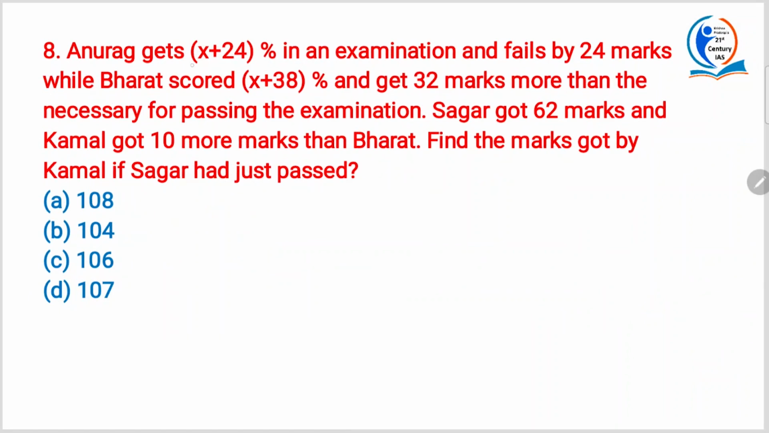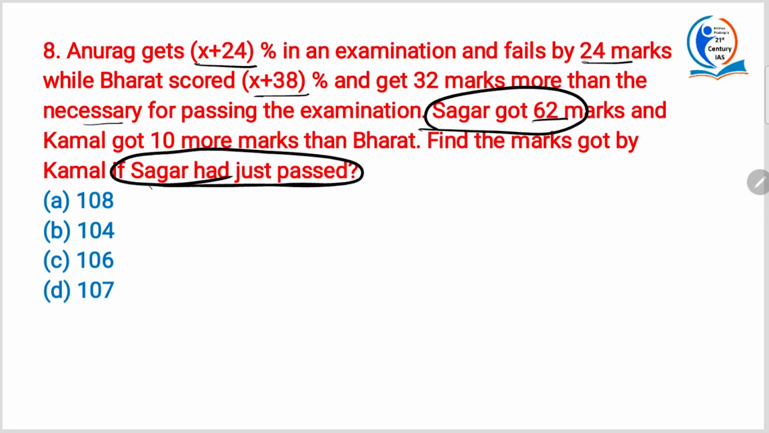Next. Anurag gets X plus 24% in an examination and fails by 24 marks, while Bharat scored this much and gets 32 marks more than necessary for passing. Sagar got 62 marks and Kamal got 10 marks more than Bharat. Find the marks got by Kamal if Sagar just passed. See, this is important. Sagar just passed and Sagar got 62 marks. That means the passing marks for this particular examination is 62. Pass marks is 62. This is the hint.